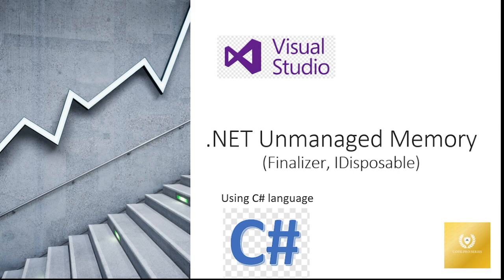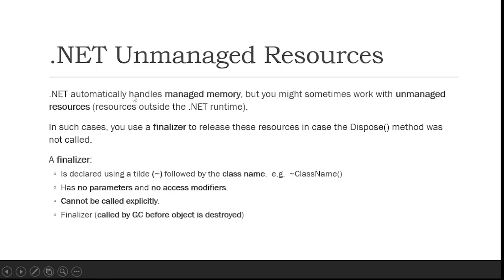Let's get started. .NET automatically handles managed resources, managed memory, but you might sometimes work with unmanaged resources. Unmanaged resources are resources that are outside the .NET runtime, outside the .NET environment and .NET framework. So in such cases, you use a finalizer.